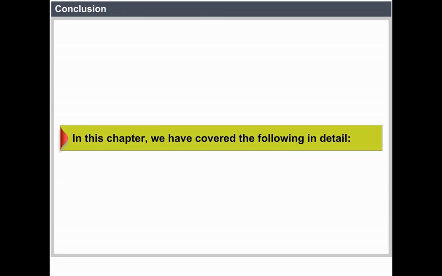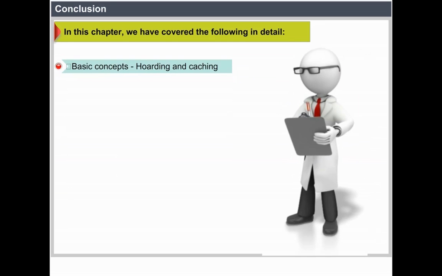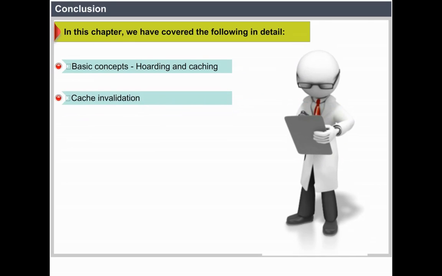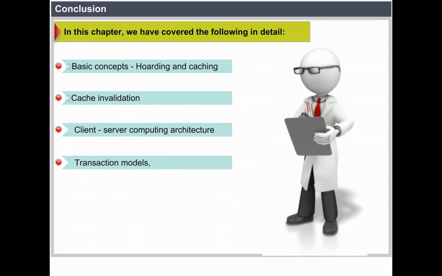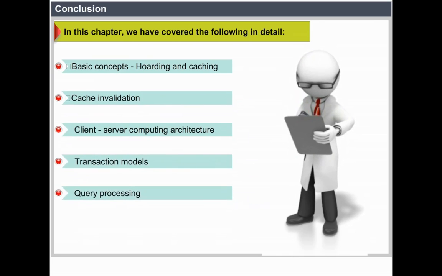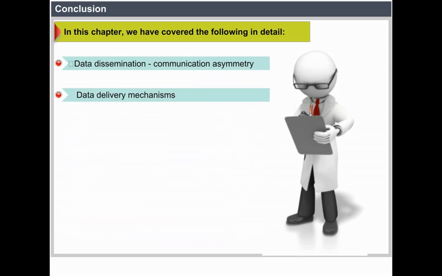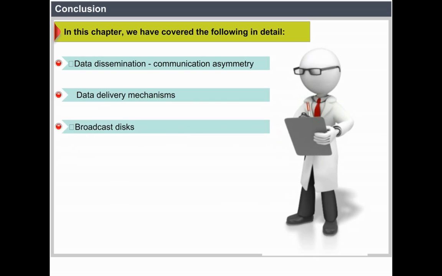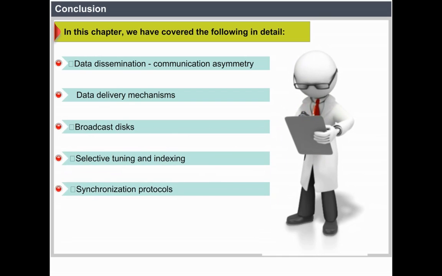Conclusion. In this chapter, we have covered the following in detail. Basic concept: hoarding and caching. Cache invalidation. Client-server computing architecture, transaction models, query processing, data recovery, data dissemination, communication asymmetry, data delivery mechanisms, broadcast disks, selective tuning and indexing, synchronization protocols.